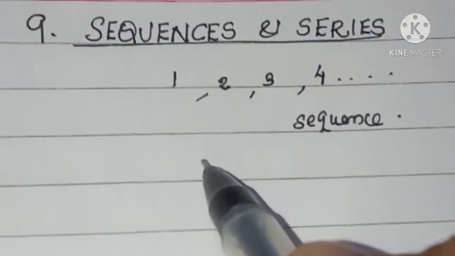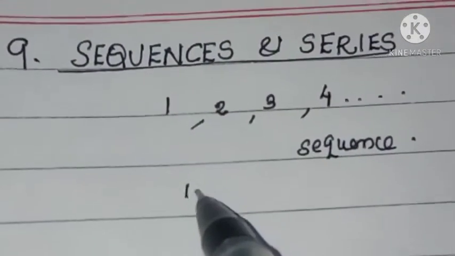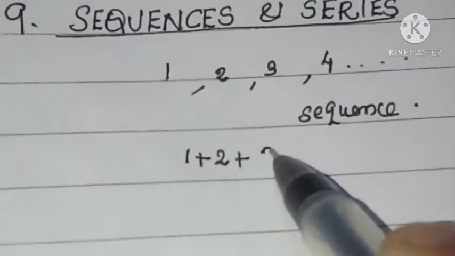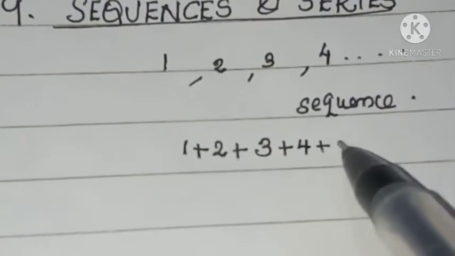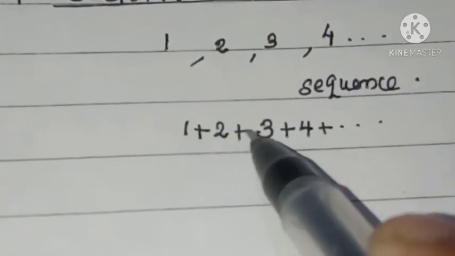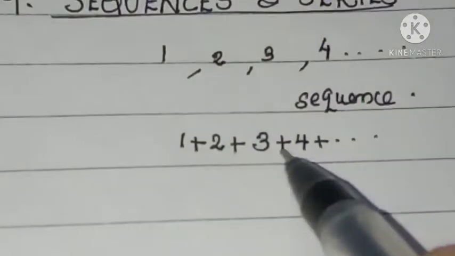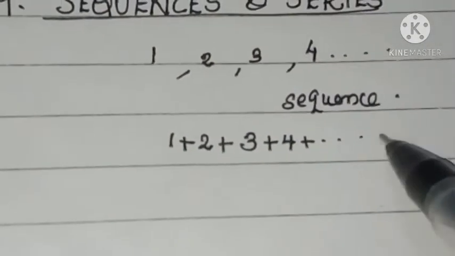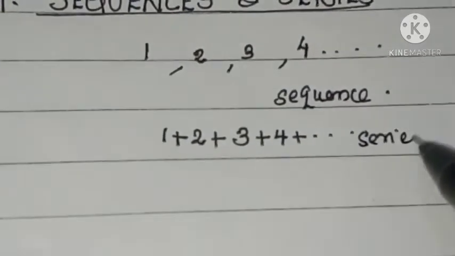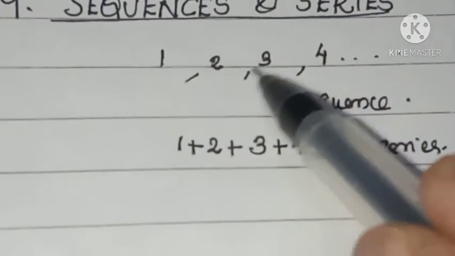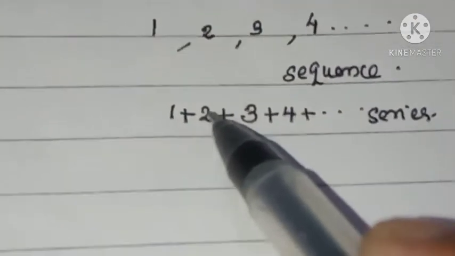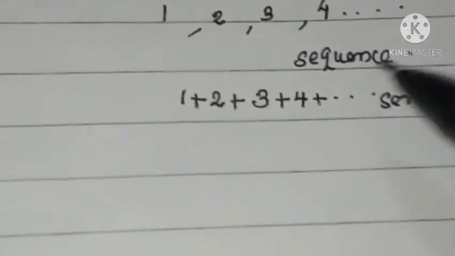At the same time, suppose we are joining these numbers by an operation: 1 plus 2 plus 3 plus 4 plus etc., or 1 minus 2 minus 3 minus etc. Then such an expression is known as a series. So sequence means numbers are separated by commas. At the same time, series means numbers are separated by some operation.